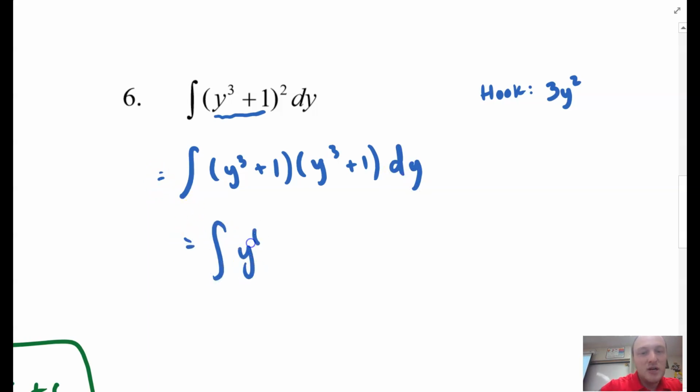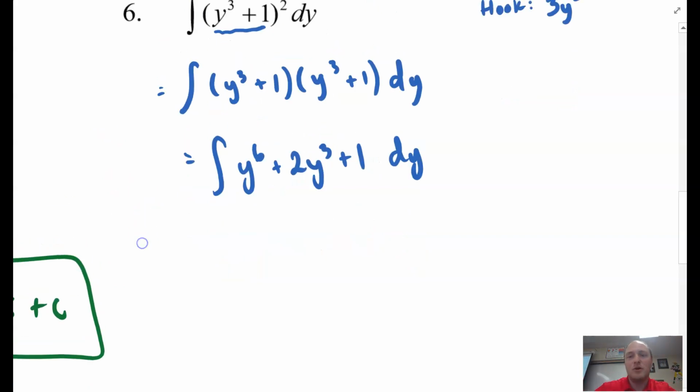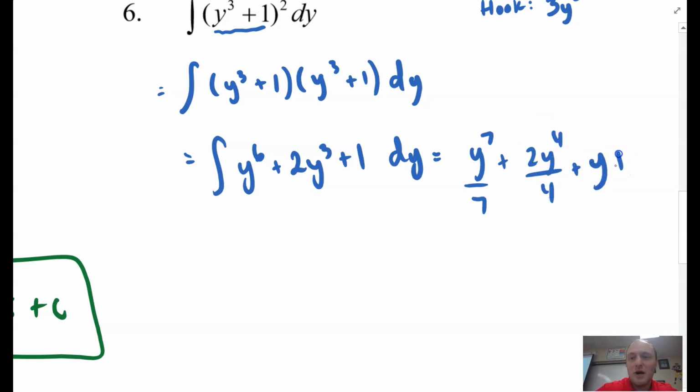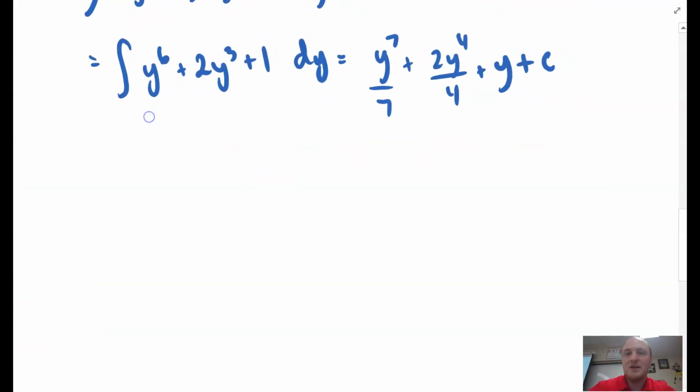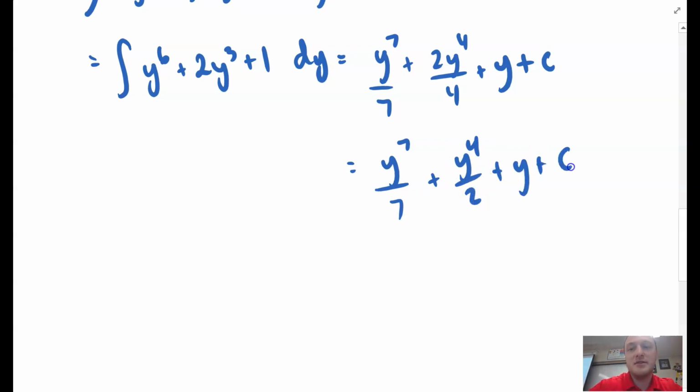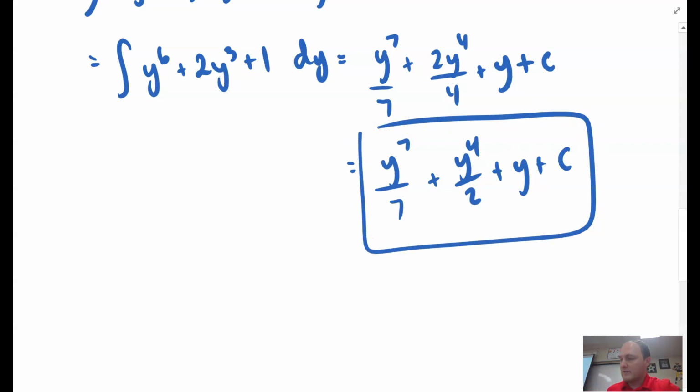So we get the integral of y to the 6th plus 2y cubed plus 1 dy. And we're going to integrate normally. We're just going to be regular. So 1/7 y to the 7th, plus 2y to the 4th divided by 4, plus y, plus c. And we can adjust this: 1/7 y to the 7th plus y to the 4th over 2 plus y plus c. And there you have it.